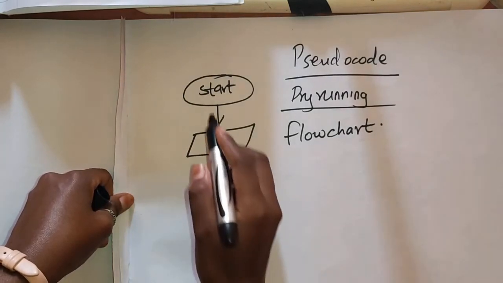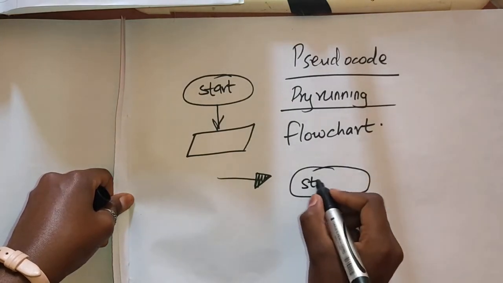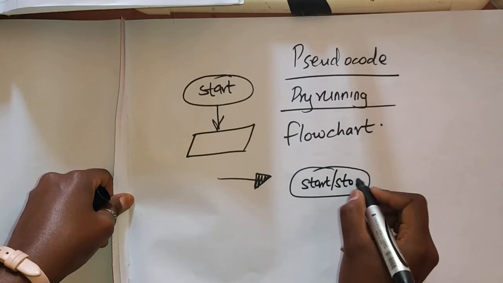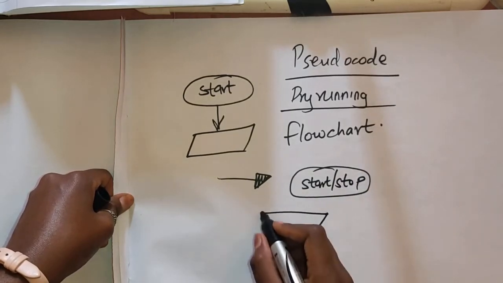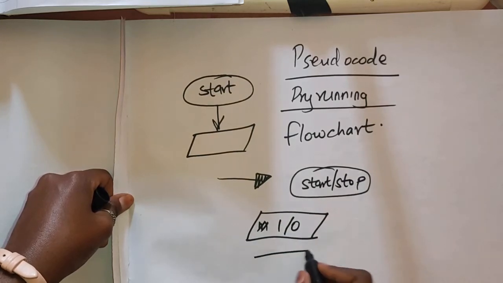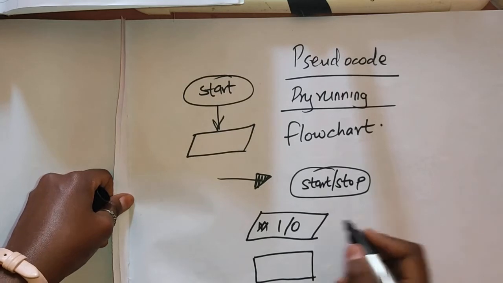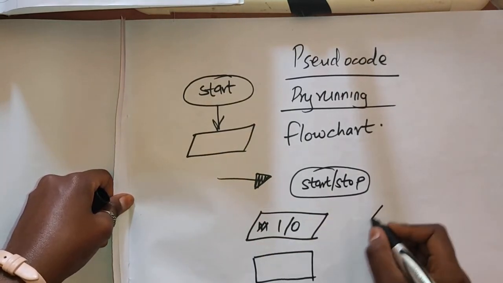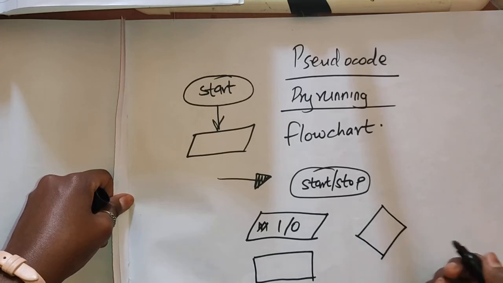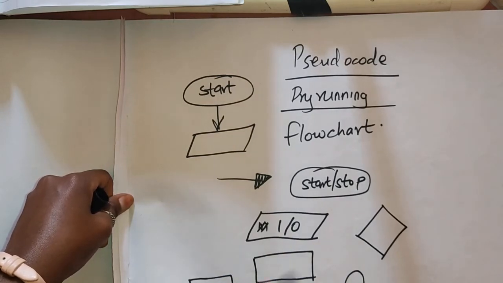So we have, this is the start or stop. This round one is the start or stop. We have input or output, let me just say IO. Then we have processing. This is where there's manipulation of data, arithmetic operations, such and such. We've said this is the flow line. This shows decision. If statements, this is what you use. On-page connector, off-page connector, and such and such.